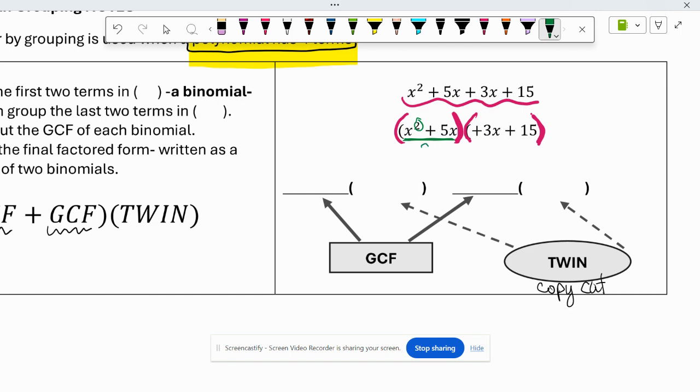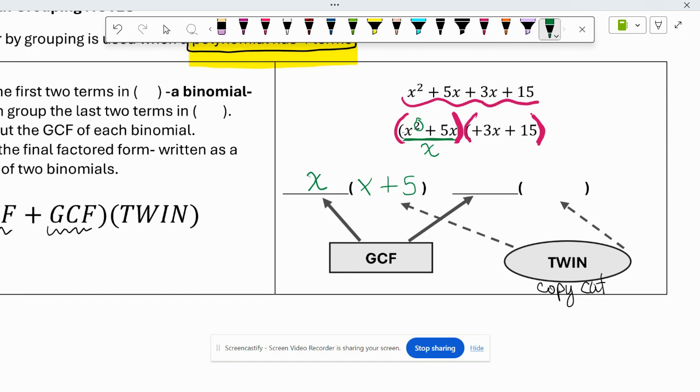So we're going to factor out an x. I'm going to put that right here as my greatest common factor, on the first blank where it says GCF, okay? So when I divide x squared by x, what do I have left? I have an x, and then 5x divided by x is, yes, positive 5. Okay, now let's look at our second grouping.